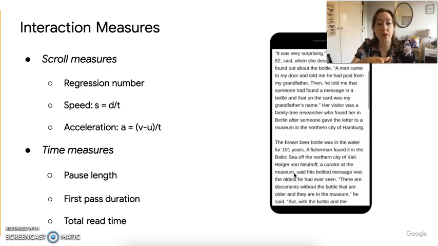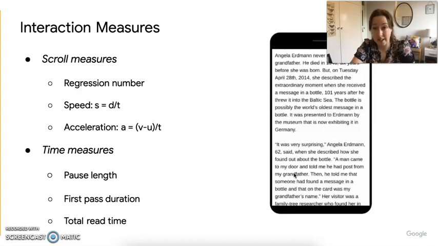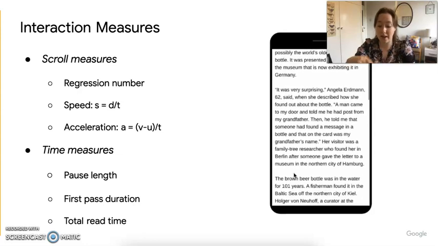And then we also look at a bunch of time measures as well. So how long does it take them to read it? How long does it take for a first pass?